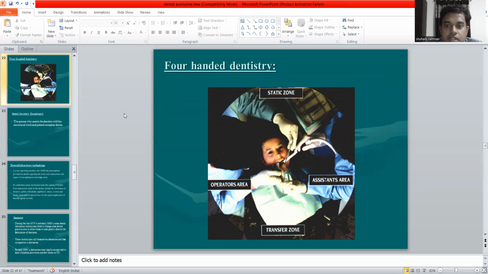So if a patient is seated like this, and the doctor and assistant are placed in this particular position, you are going to get an operating area, a static area, which is behind the head of the patient, and a transfer zone, where the instruments are transferred from the left side to the right side of the patient. You are not supposed to pass the materials or any sharp instruments or any other chemical substance in front of the face.